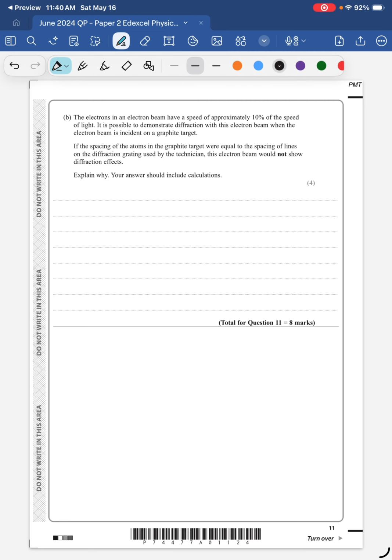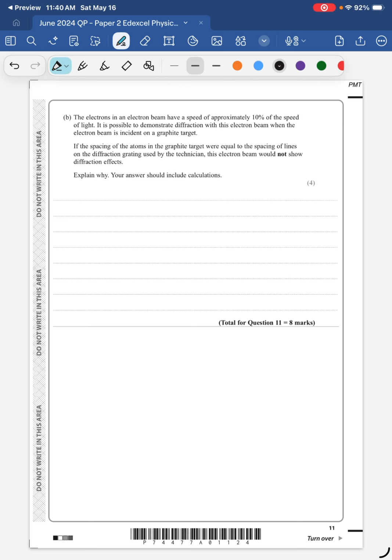Okay, question B. The electrons in an electron beam have a speed of approximately 10% of the speed of light. It is possible to demonstrate diffraction with this electron beam when the electron beam is incident on a graphite target. If the spacing of the atoms in the graphite target were equal to the spacing of the lines on the diffraction grating used by the technician, this electron beam would not show diffraction effects. Explain why. Your answer should include calculations.